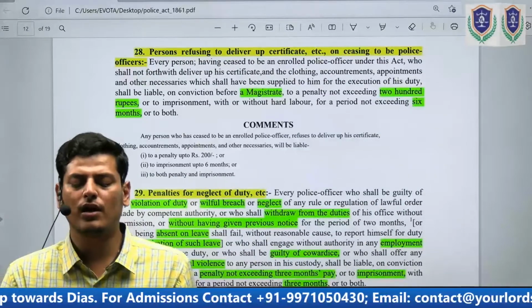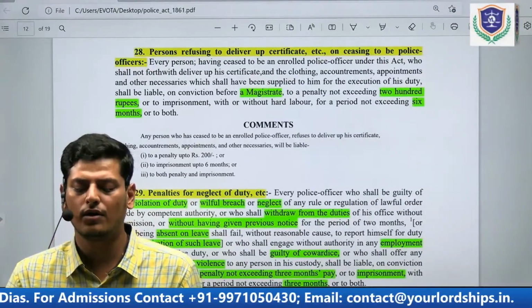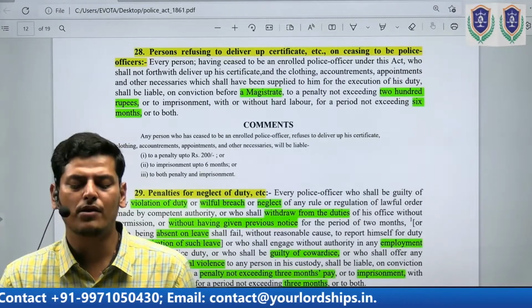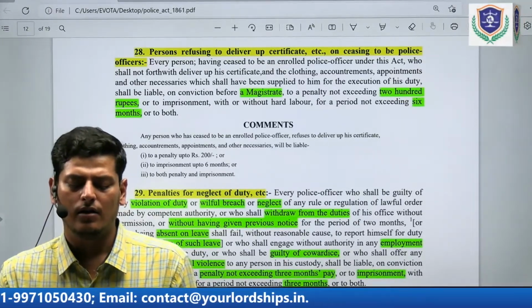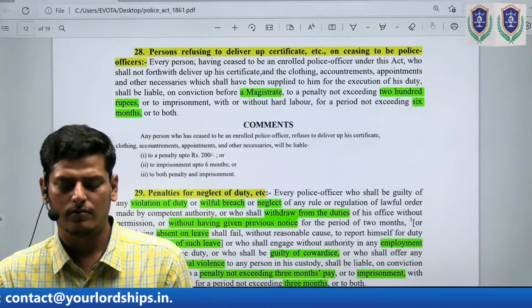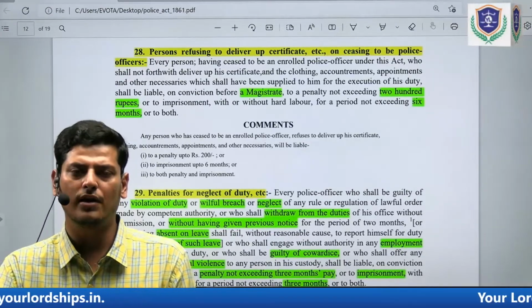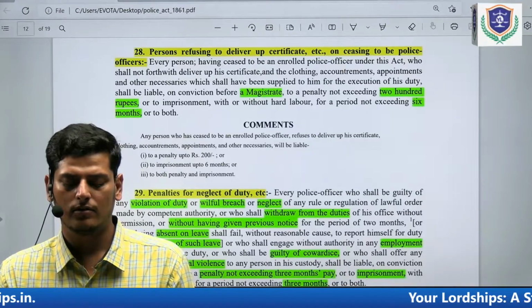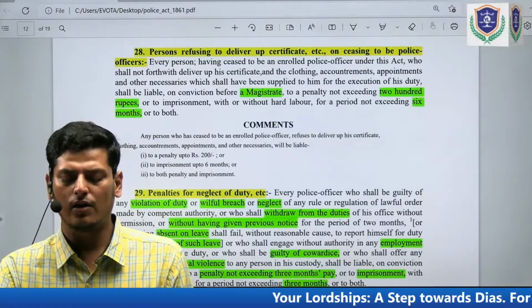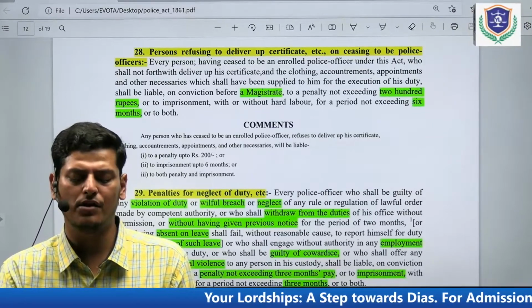Person refusing to deliver up the certificate on ceasing to be police officers. Every person having ceased to be enrolled as a police officer is duty bound to surrender the certificate. He is duty bound to surrender the clothing, accoutrements, appointments and other necessaries which were supplied to him.